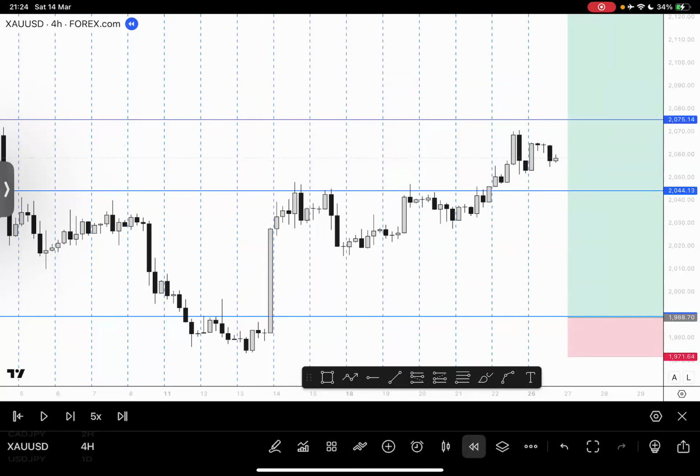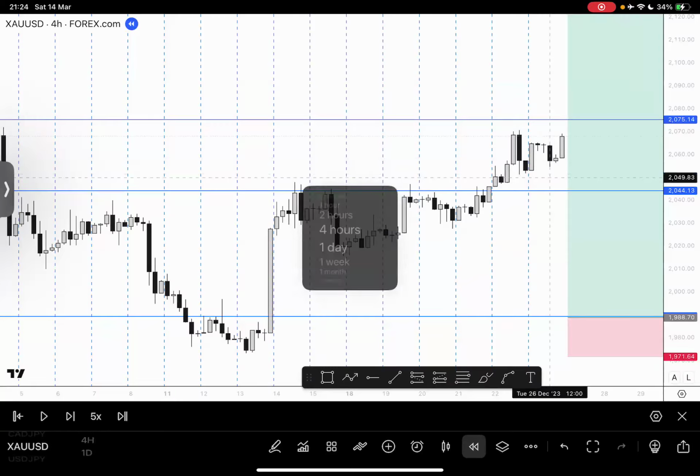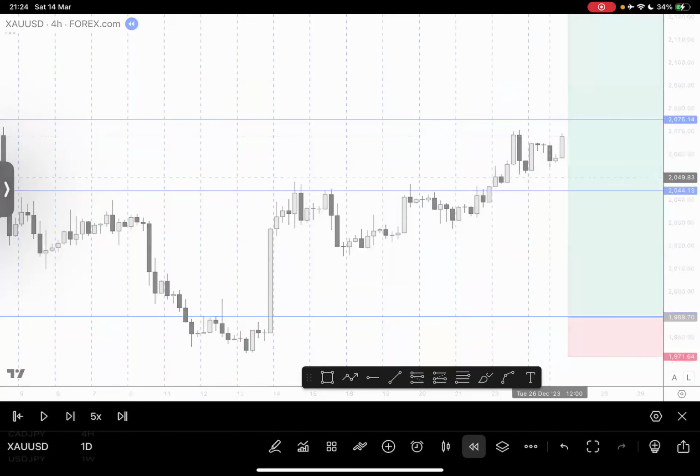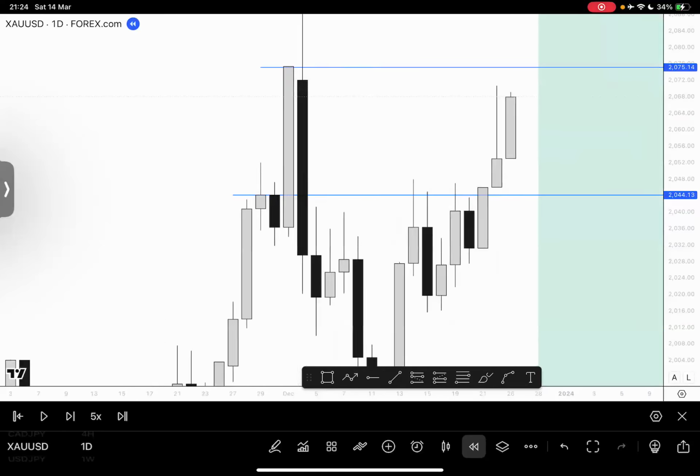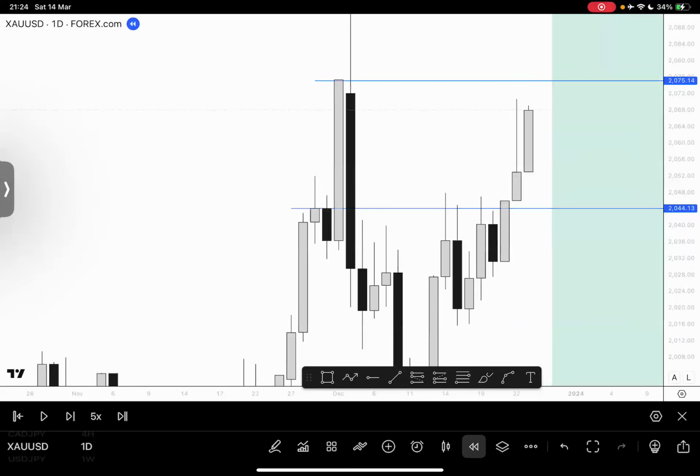1, 2, 3, 4, 5, 6. What did this market do on this day? Okay, did nothing. Didn't go to any daily level. Can you see? Didn't go to any daily level. So you keep your answer yourself.